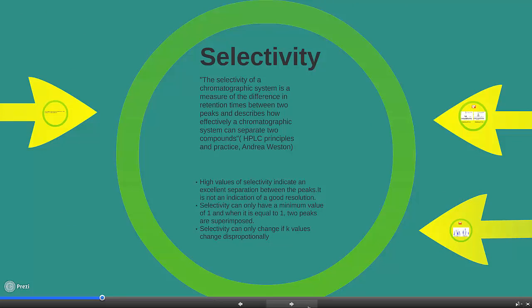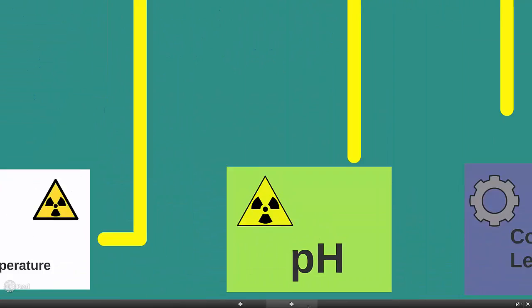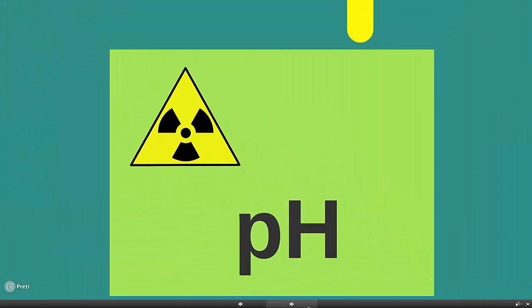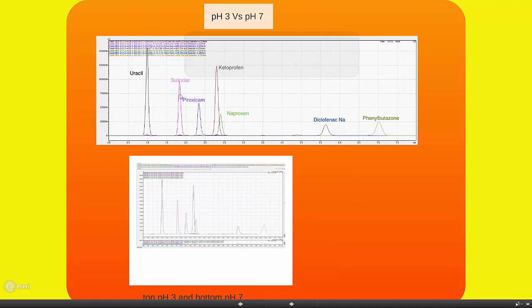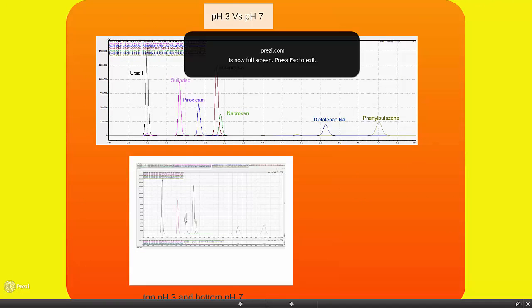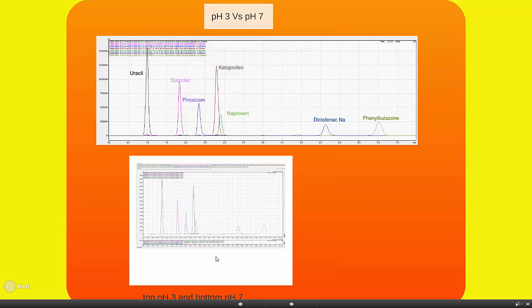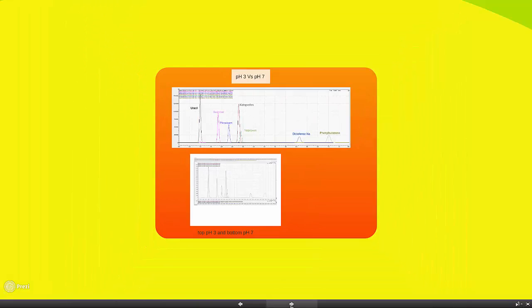Selectivity. Selectivity actually is how well the peaks are separated. It is not an indication of resolution, but it's an indication of separation of peaks. It depends on pH. So if you change pH, you're going to change selectivity. This can be seen by this obtained chromatogram. You can see that the order of the peaks has changed here. That means selectivity has been changed.